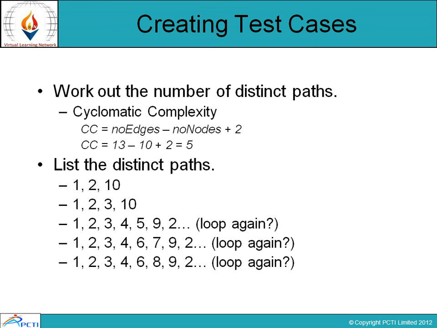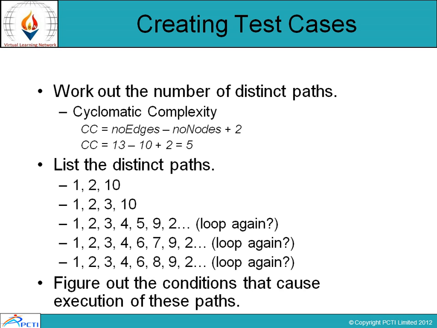Next is creating test cases. Now in software we need to make all the test cases to check whether the software is working correctly or not. Let us work out the number of distinct paths. Many distinct paths can be made here. Cyclomatic complexity is easily calculated as number of edges minus number of nodes plus 2. That calculates the cyclomatic complexity. And here is the list of distinct paths that we can make, again from the loop as in the previous slides.